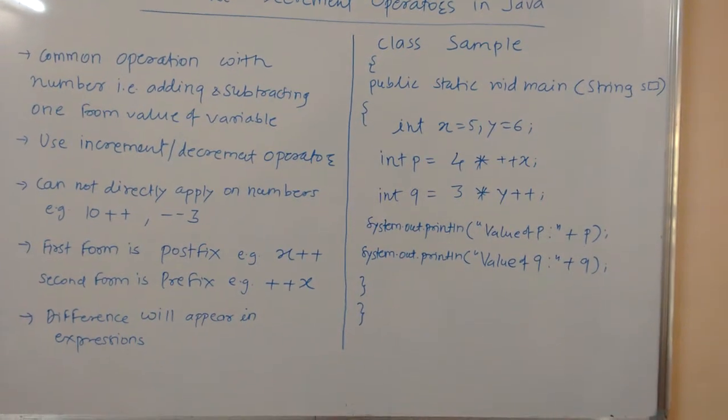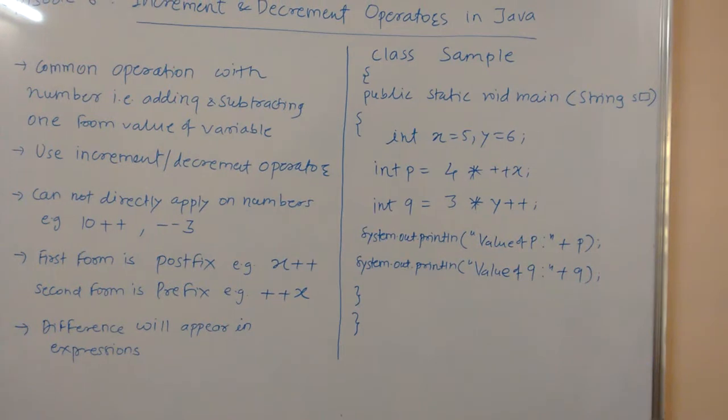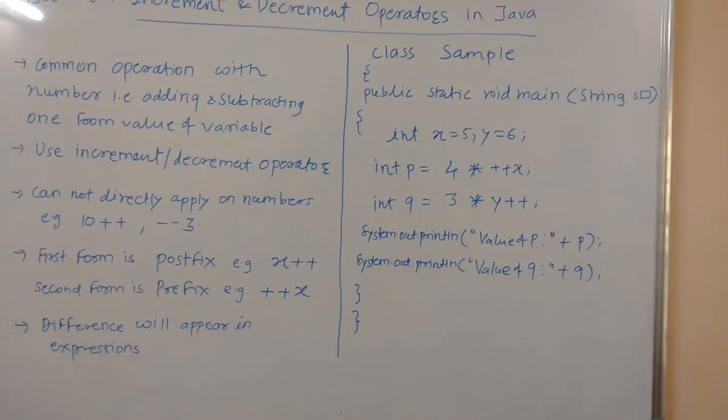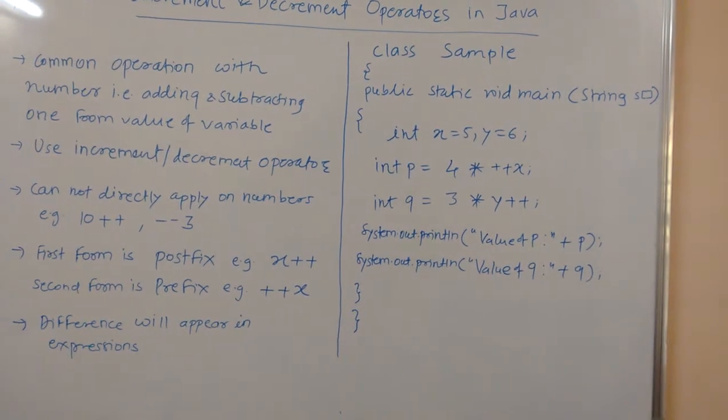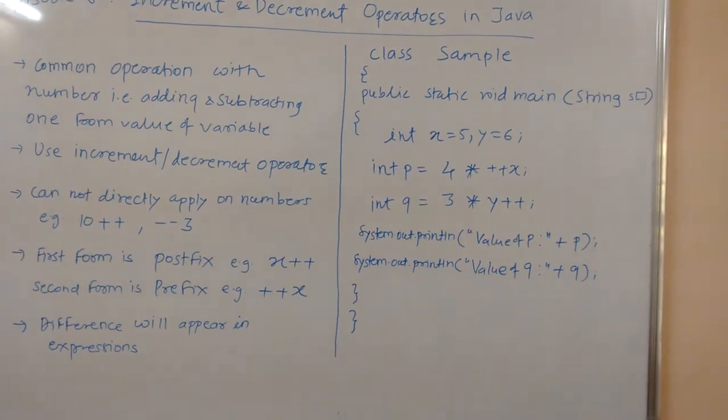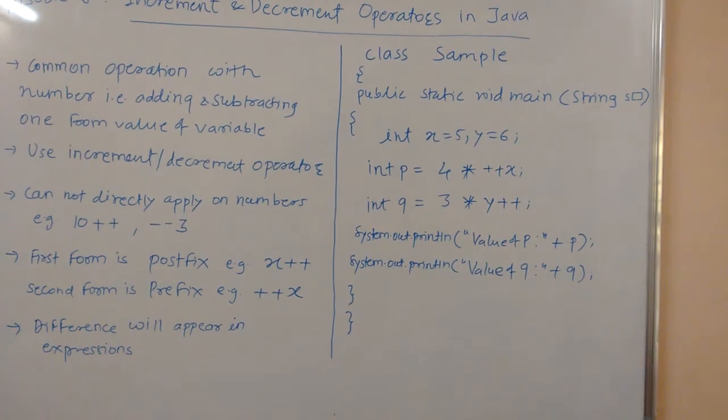Then we have used that x in the first variable, that is, int p = 4 * ++x; Here what will happen? The value of x is incremented first. It means it now becomes 6. Then 6 is multiplied with 4. Then you will get 24.